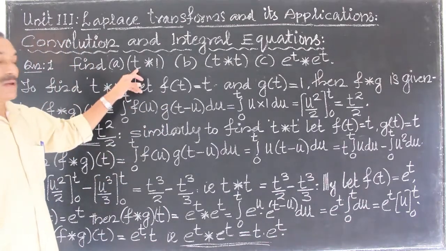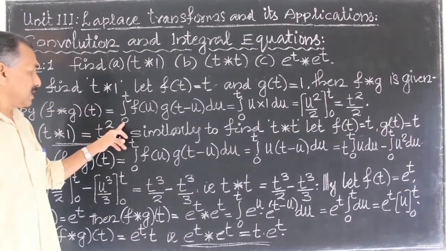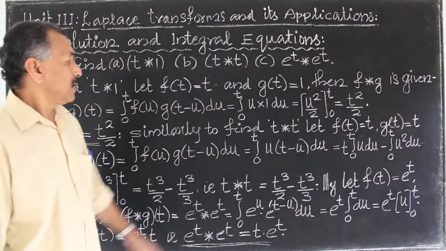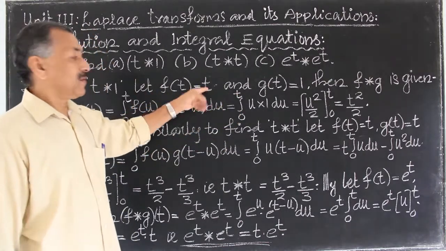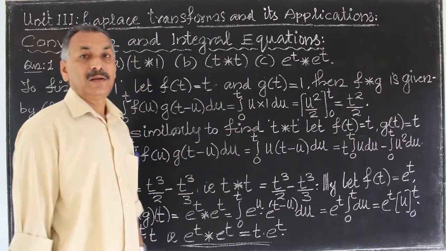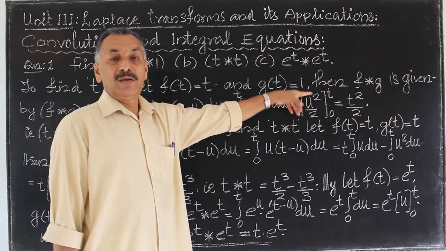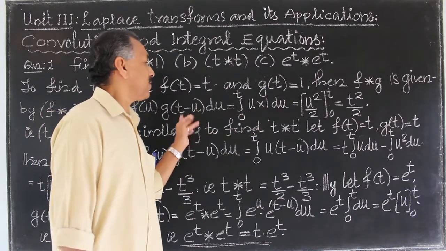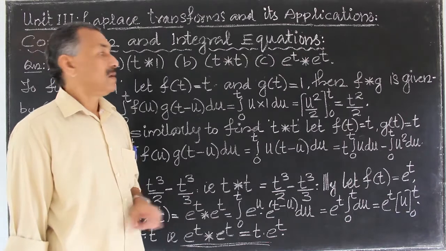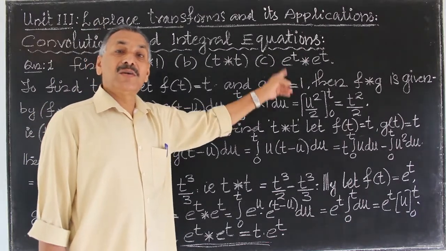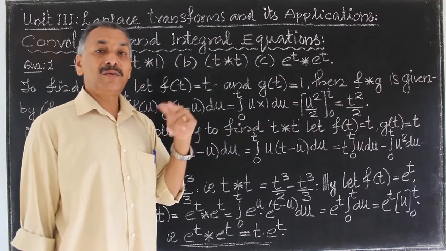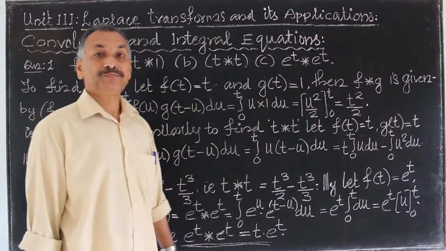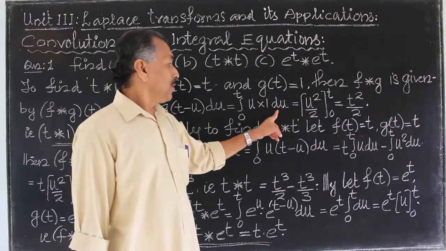Then f star g of t, that is t star 1, is given by integral 0 to t f of u into g of t minus u du. Here f of u is u, and g of t minus u is 1, because for any value of t, g of t is 1, and so g of t minus u is also 1. Then u into 1 is u.